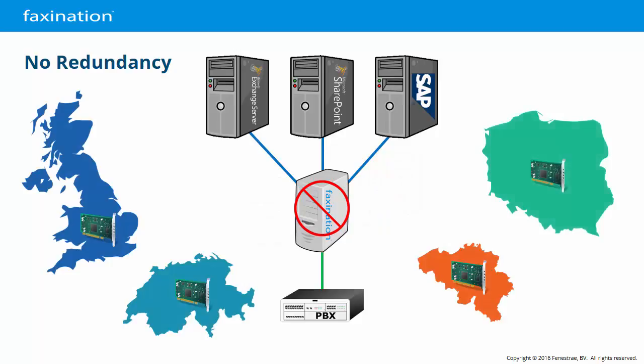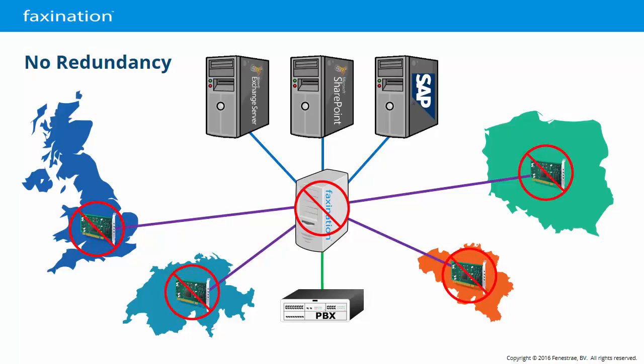And even worse, when you're utilizing remote fax devices, for instance in other countries to provide local numbers to your customers and least cost routing for outbound faxing, the lack of redundancy of the Faxination kernel process effectively means that your entire fax infrastructure is down organization-wide.